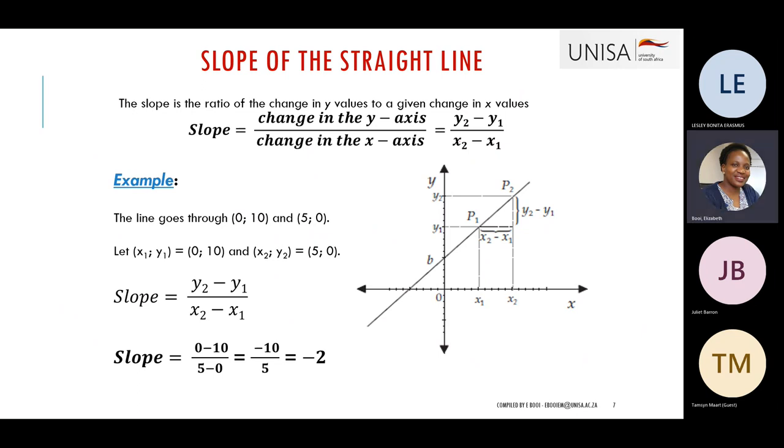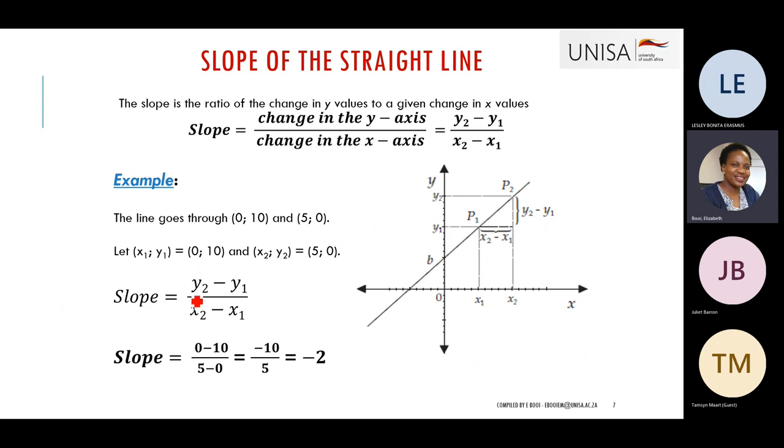So let's look at an example of how we calculate the slope. We will use also the other values that we have. So for example, we are told that this line passes through the 2 points, and the points are (0, 10) and (5, 0). So we need to be able to label the points. Let x1 and y1 be represented by the first point, which is (0, 10), and x2 and y2 be represented by the second point, which is (5, 0).